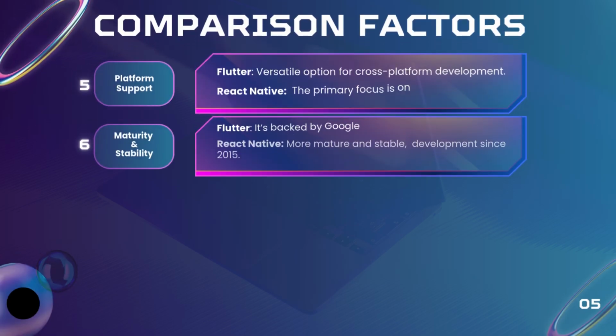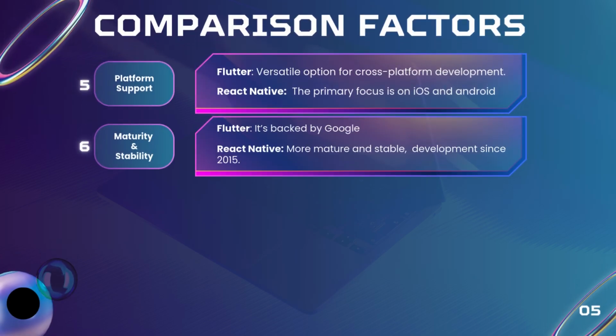And number 6, we have maturity and stability. Flutter, although newer, has gained significant traction and is becoming more stable with each release. It's backed by Google, which ensures its long-term support and development. React Native is more mature and stable, having been in development since 2015. It's used by many big companies like Facebook, Instagram, and Airbnb, which contributes to its stability and reliability.